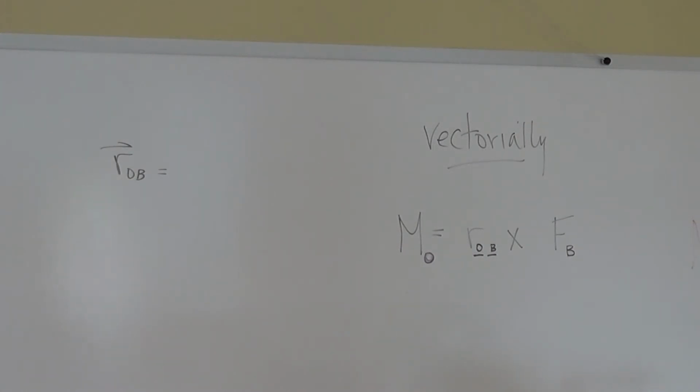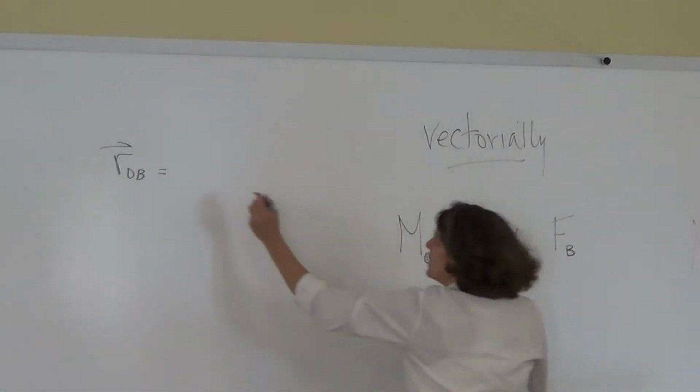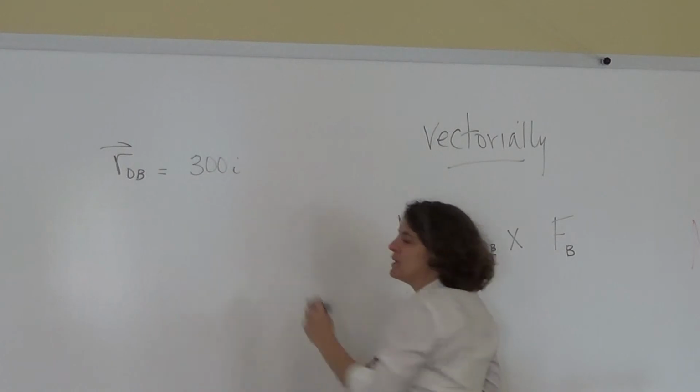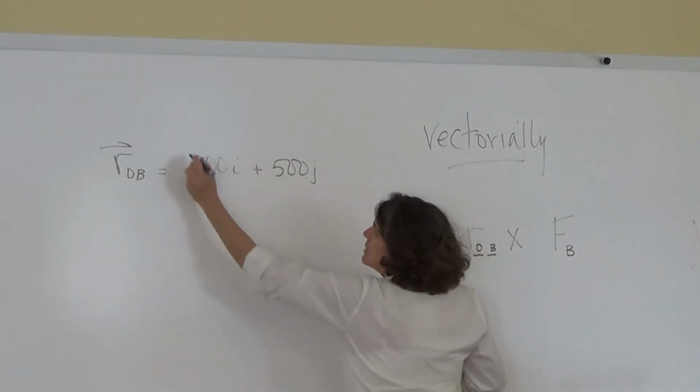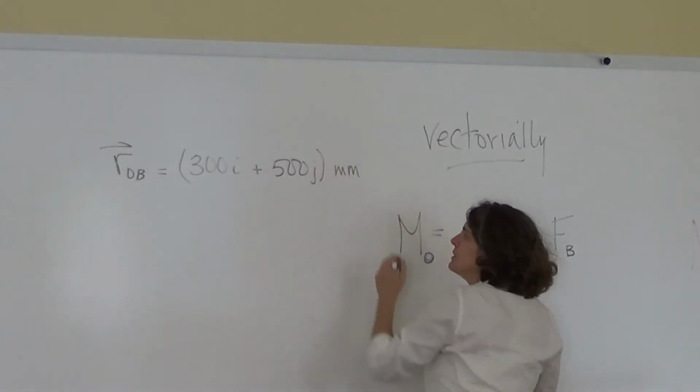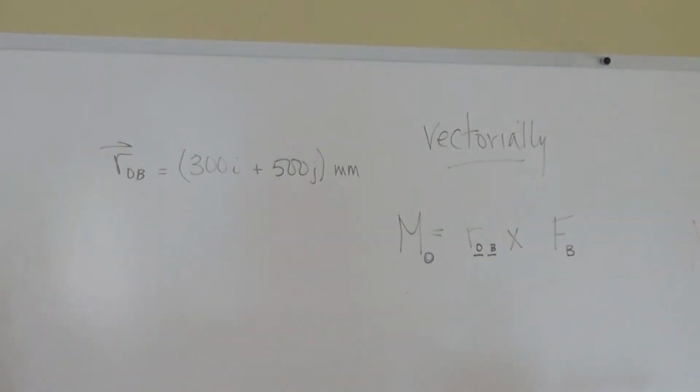Kyle, we're up to you. So I want to find the vector, I'm calling it R, from point O to point B. What's the distance it goes from O to B in the X direction? 300. And what is the distance in the Y? 500. Is it millimeters? Okay, did I just write that vector correctly? Going from O to B, it goes 300 in the X and 500 in the Y, and the units are millimeters.